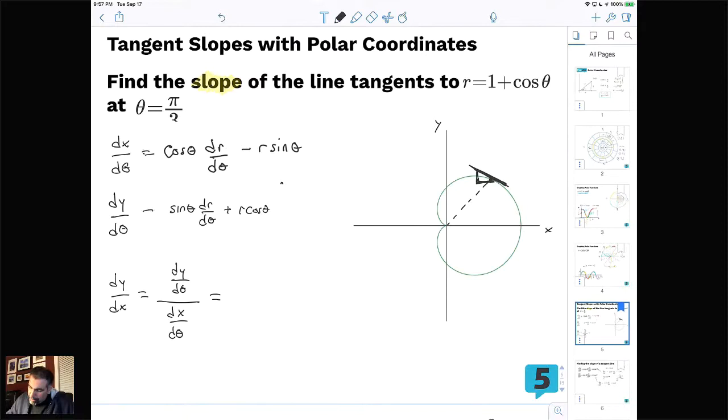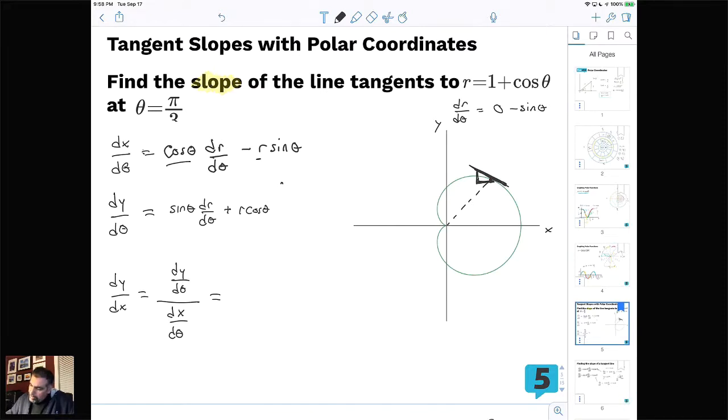And from here, we can now find the answer to our problem because cosine theta is a known thing. R is the given equation up here. And then dr over d theta can be computed from that. So let's just find those quantities. If this is r, then dr over d theta would equal 0 minus sine theta.